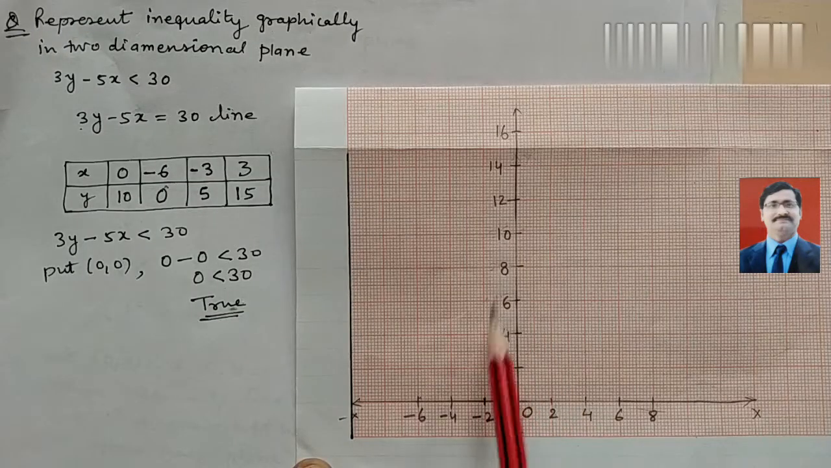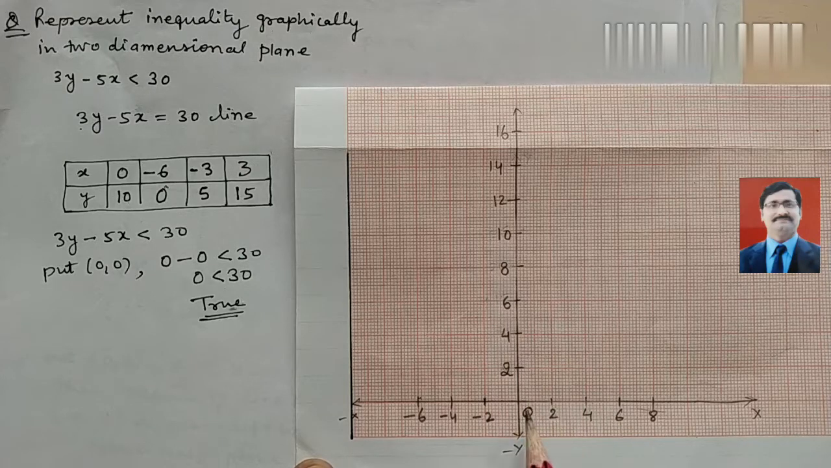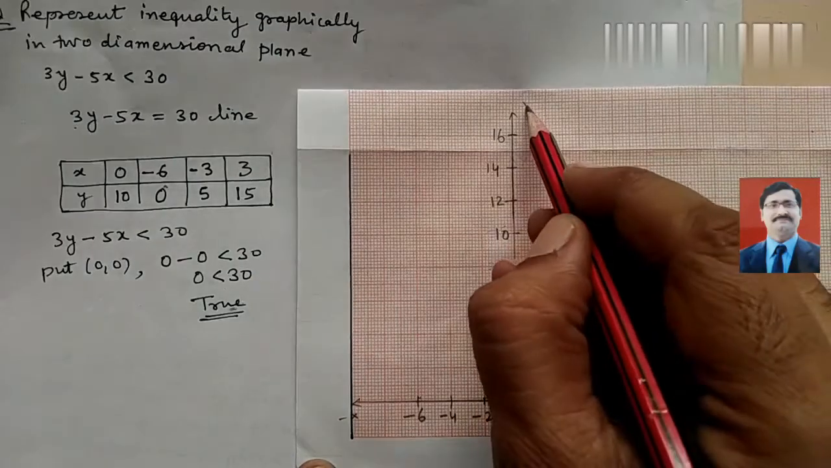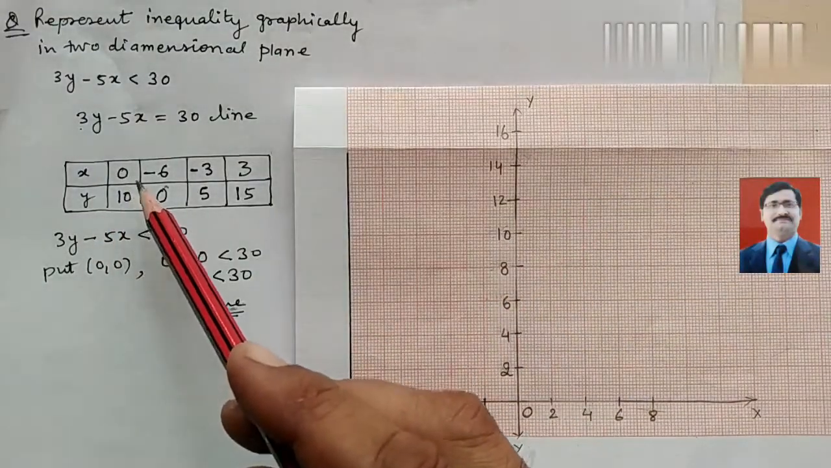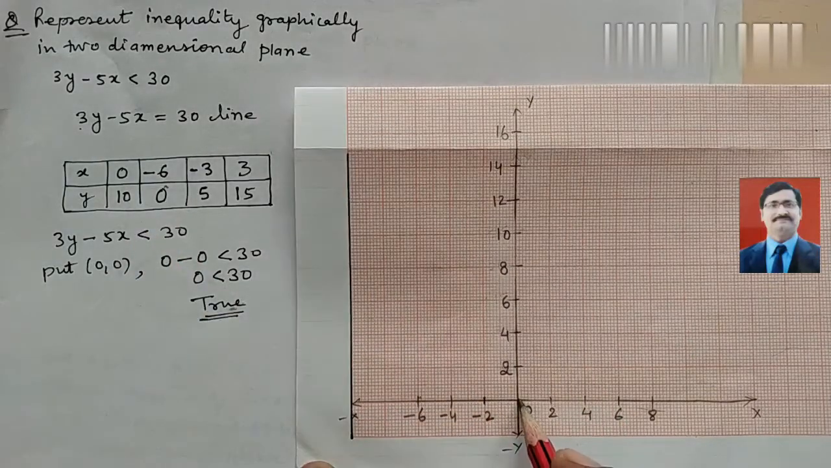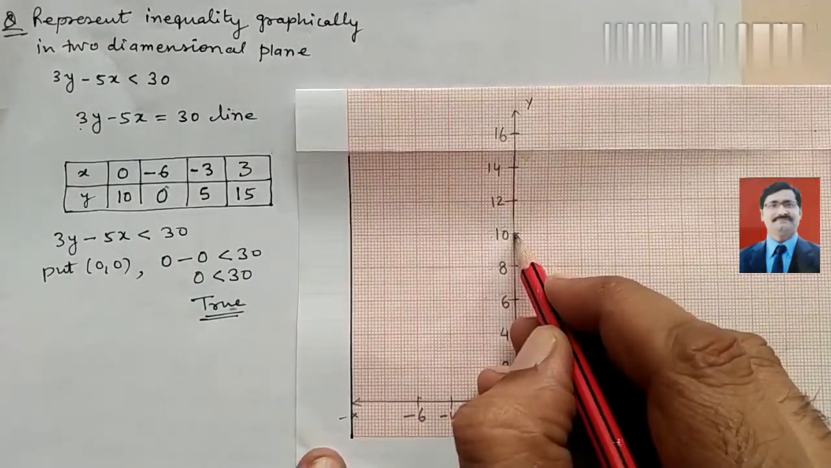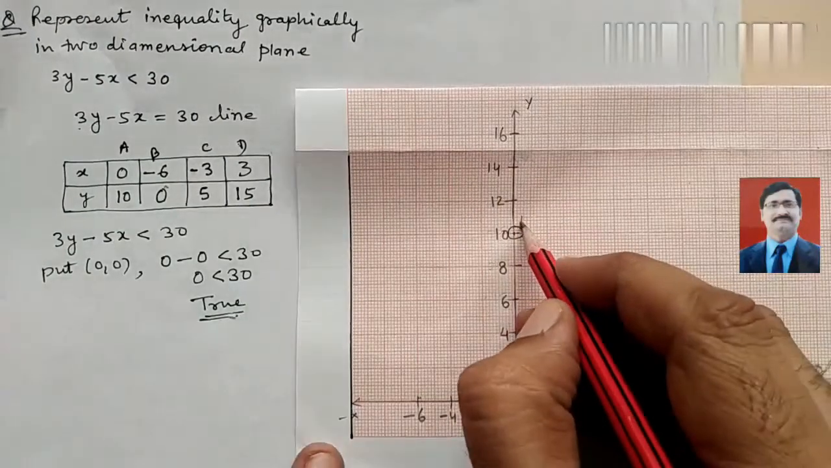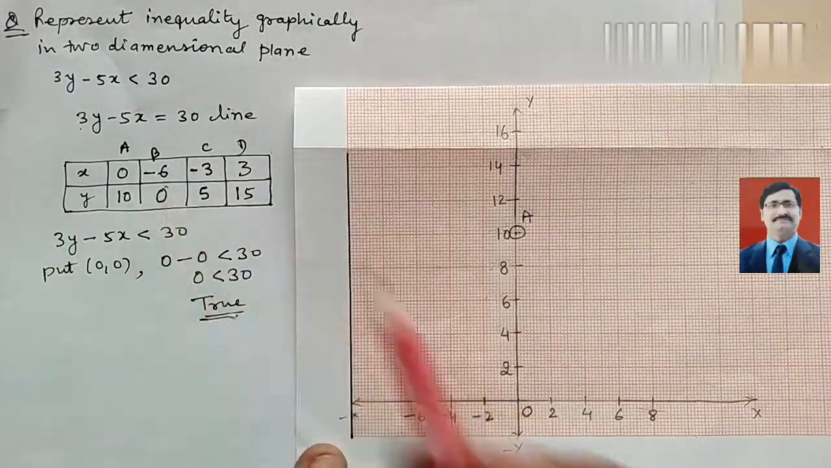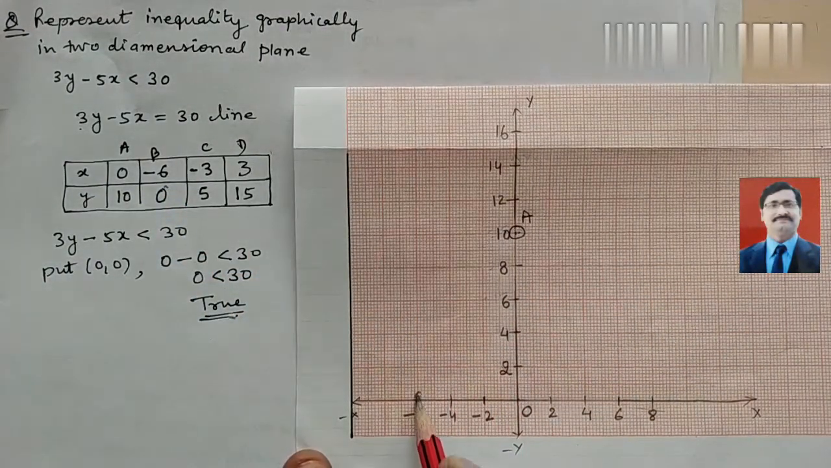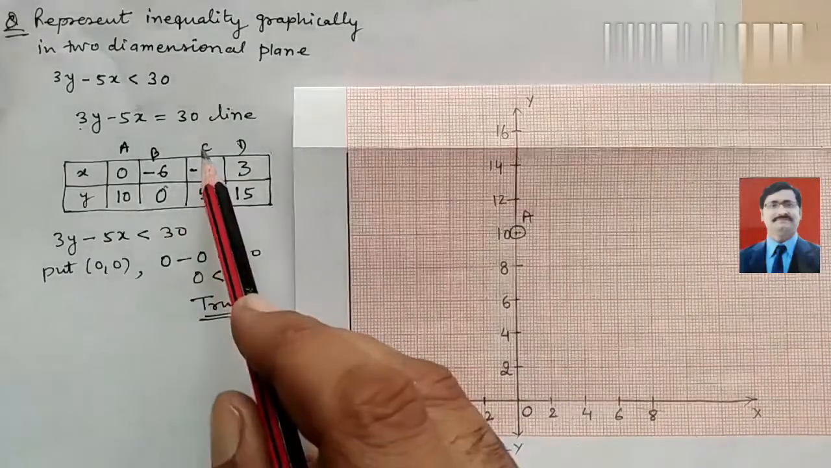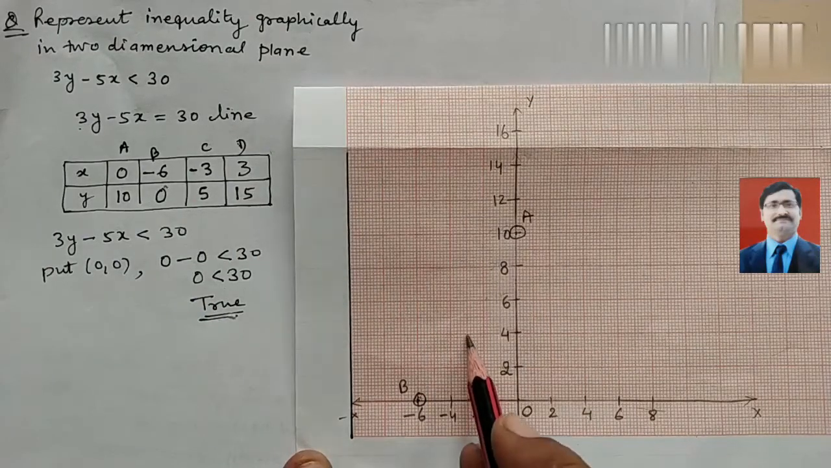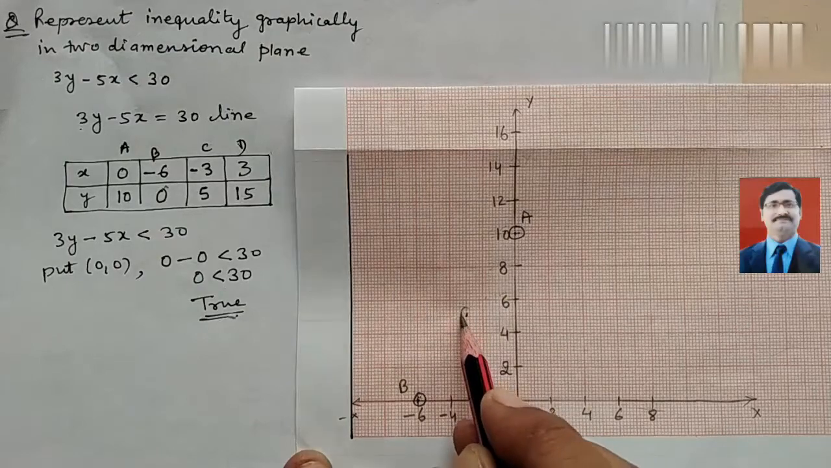We will prepare this graph, and we will take 1 centimeter equal to 2 units. So look here, on the y-axis and x-axis we will take the same. Now here the first point is 0 and 10. So here x is 0 and y is 10, which means we will take this point here. This is the first point, A. The second point is minus 6 and 0. This is the minus 6 and 0 point. This is the B point. Now the third point: x is minus 3 will be here, and y is 5. This is the C point.